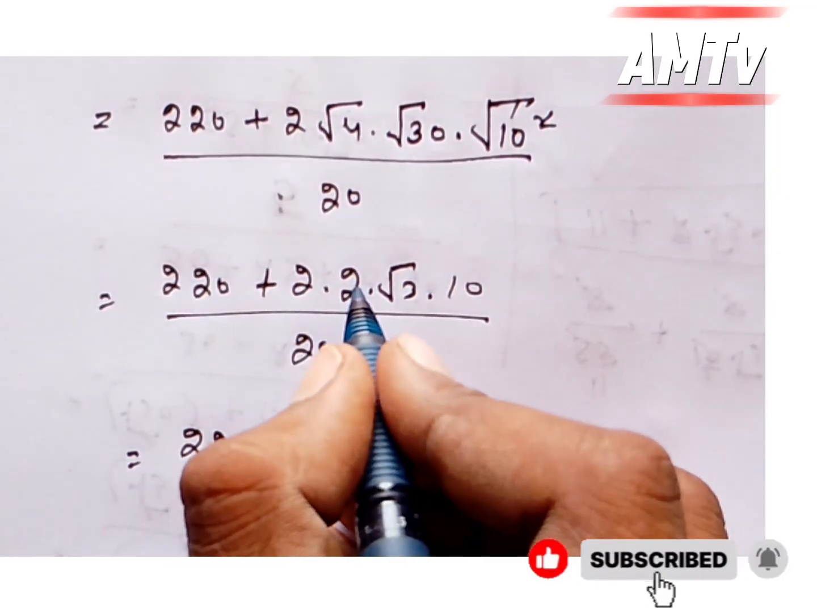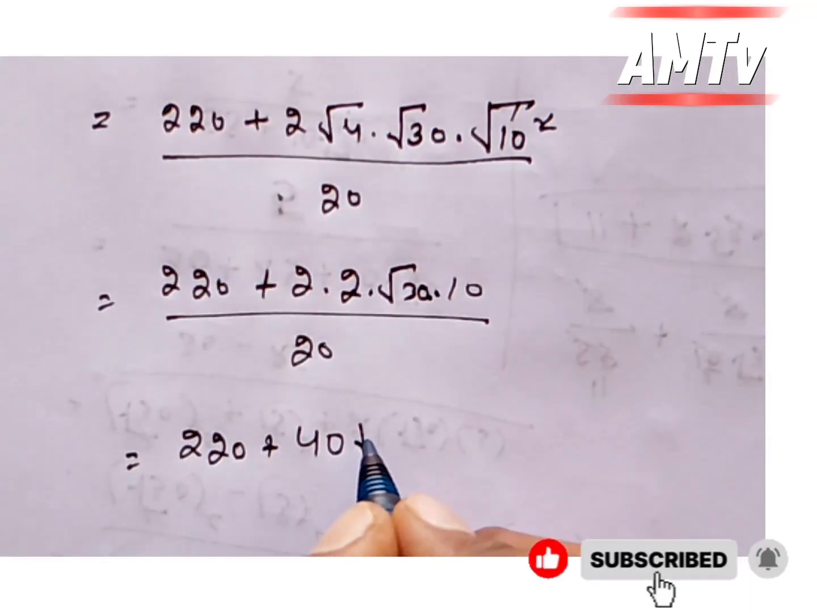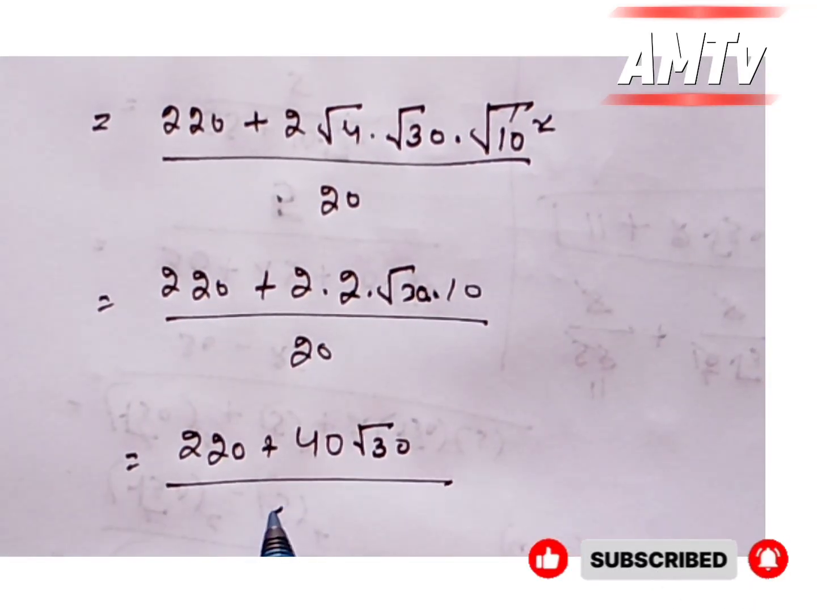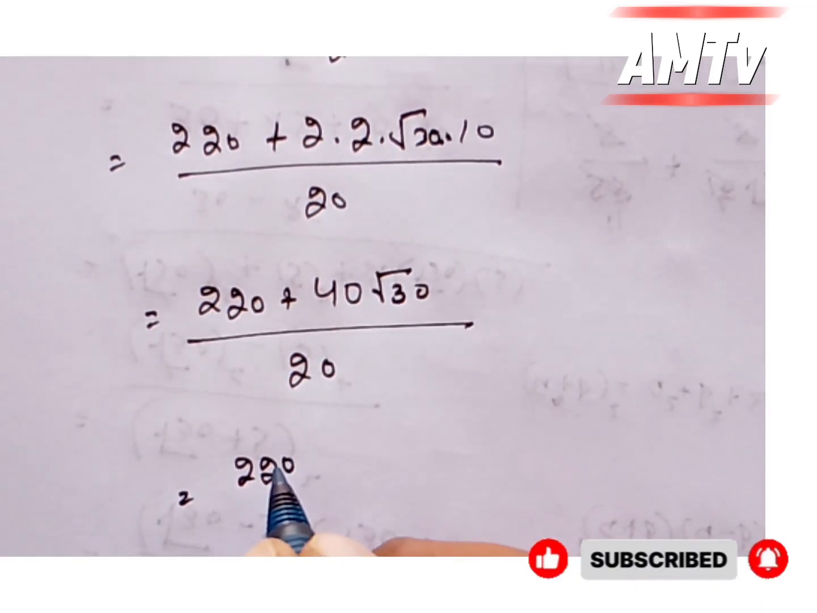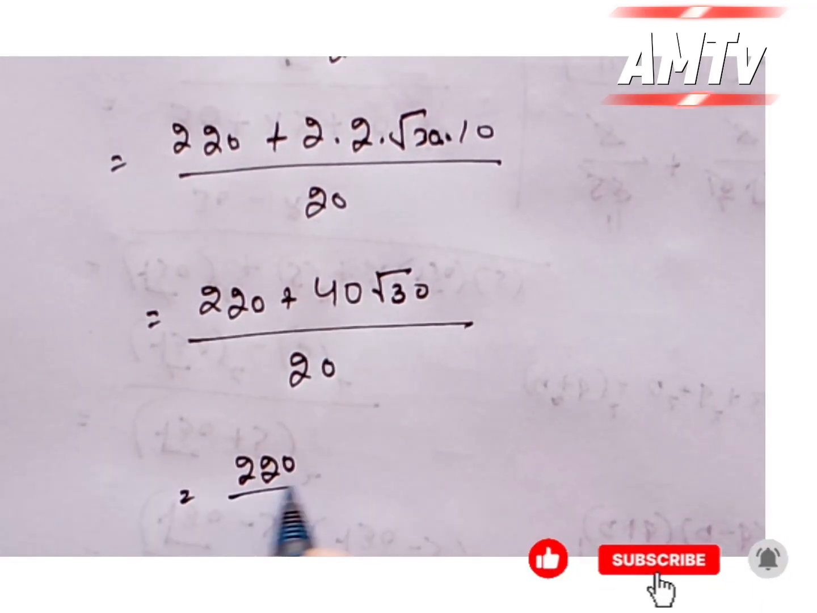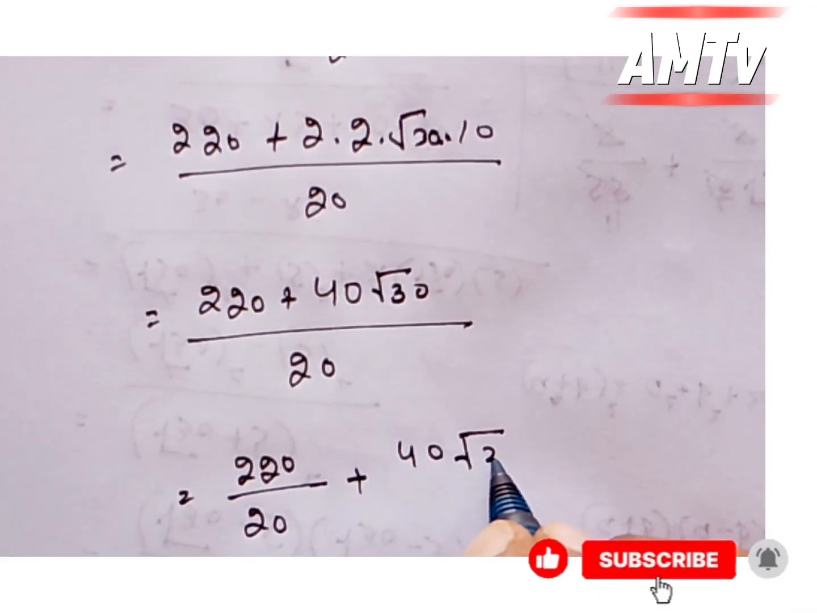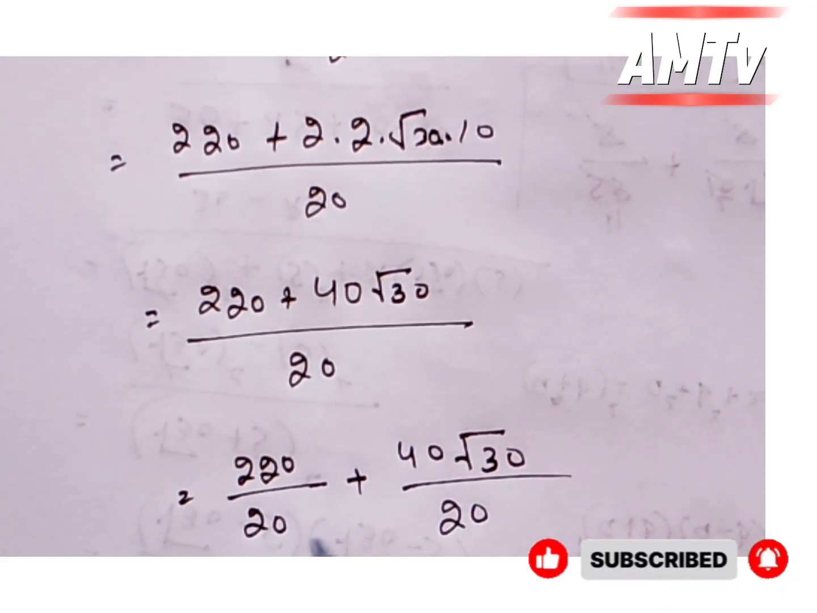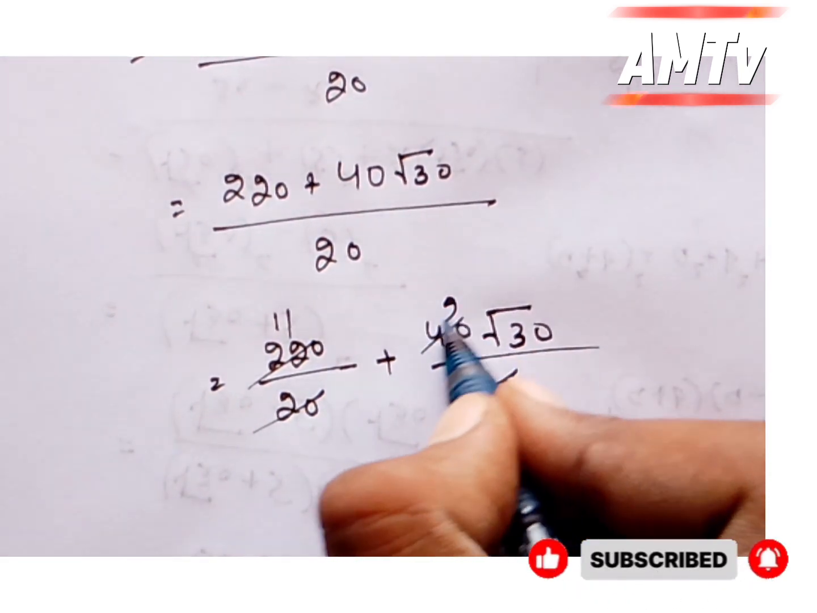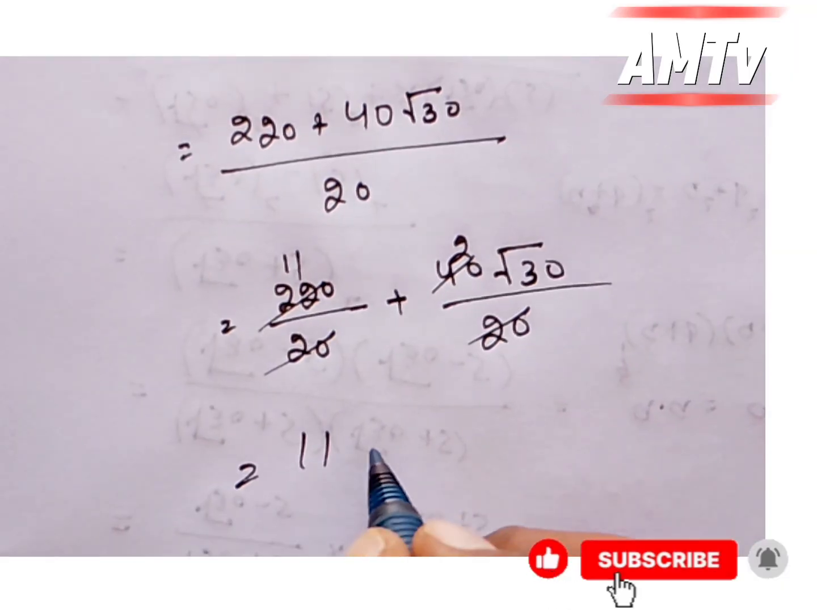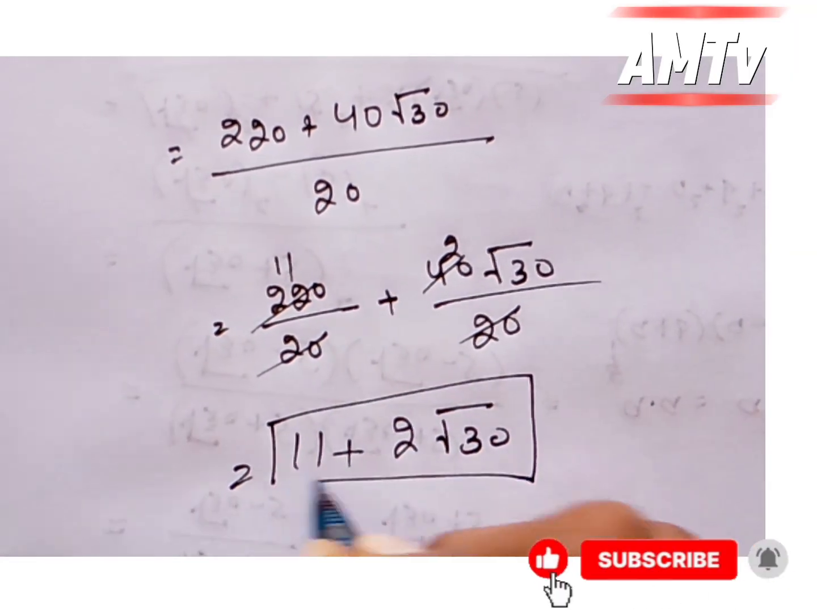220 plus 2 twos are 4, 4 tens are 40 root 30 by 20. 220 divided by 20 plus 40 root 30 by 20. 2 ones are 2, 20 elevens are 220, and 2 twos are 4, so 11 plus 2 root 30 is our required answer.